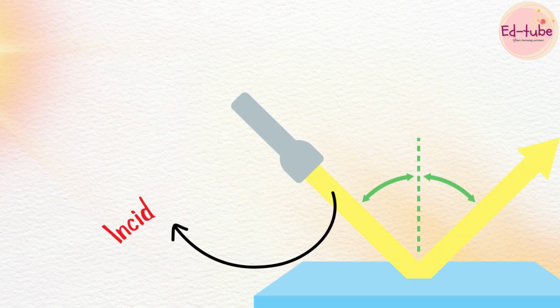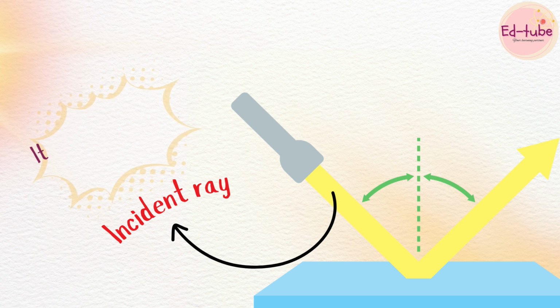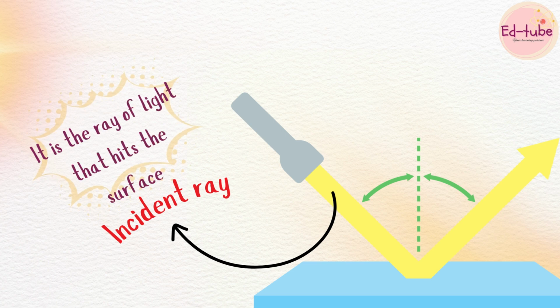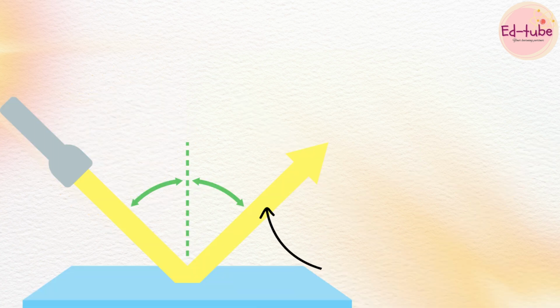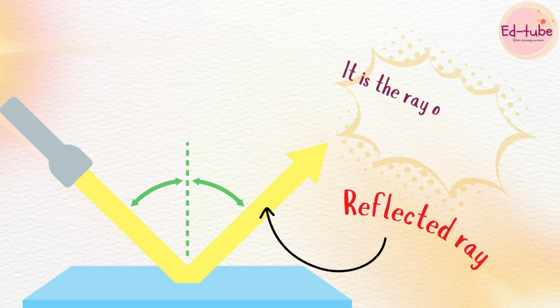Firstly, the incident ray. Incident ray is the light coming out from the light source such as a torch or a bulb, and then strikes the surface. In simple words, incident ray is the ray of light that hits the surface. Reflected ray. Reflected ray is the ray of light that bounces back from the surface.